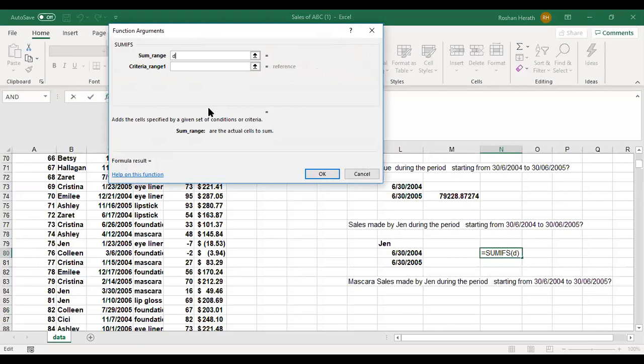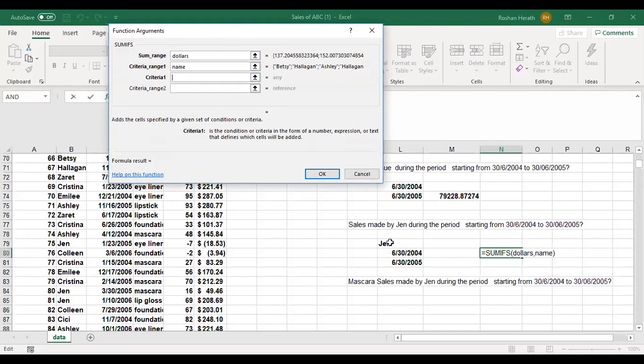The sum range is going to be the dollars. You take dollars. Criteria range 1, maybe name. So I may start with name. The criteria, it's Jen. The second criterion has to be the date.